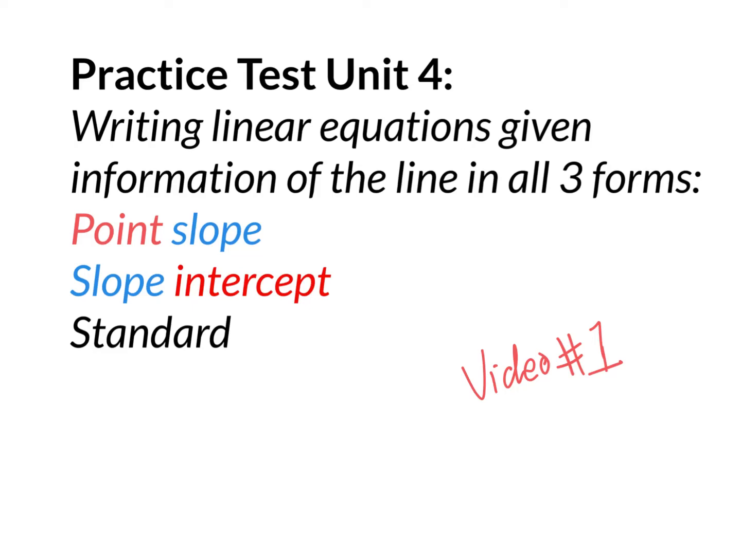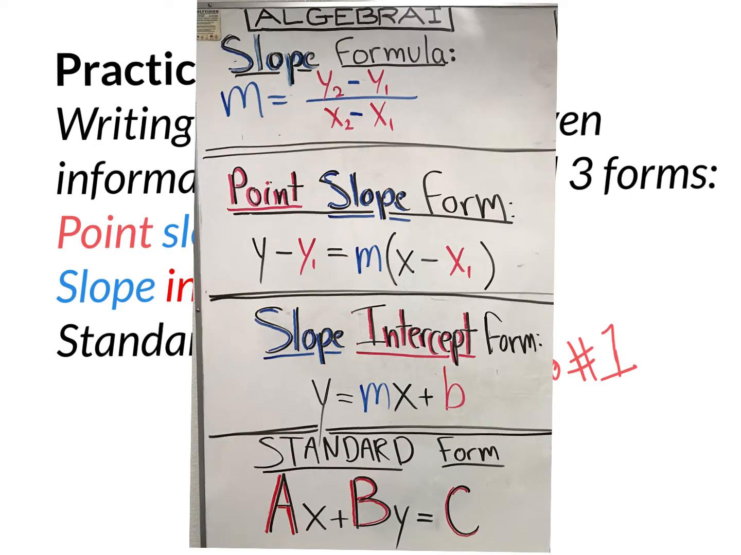So this is the first video on the practice test for Unit 4 Algebra 1, which we're focusing in on writing linear equations given information of the line in all three forms. We're talking about point-slope form, slope-intercept form, and standard form. And I have those forms written on the board. And I actually put them in a certain order to help you out.